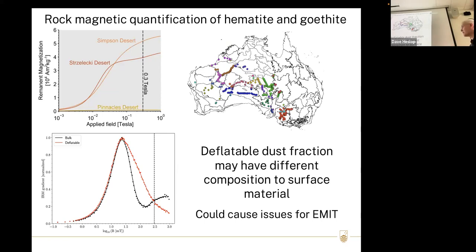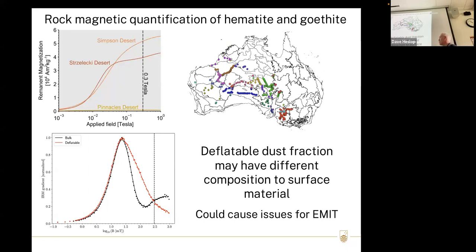Another experiment that we did was to take the material and actually sieve it. It's thought that in terms of dust, the material that's picked up and transported in the atmosphere is less than 20 microns. So we took the bulk sediment, sieved it, got out that fine fraction that's potentially deflatable, and measured the IRM as well.